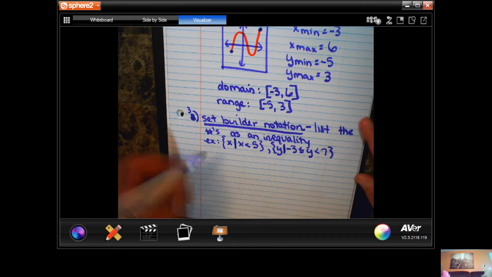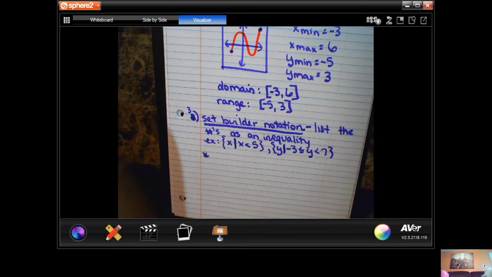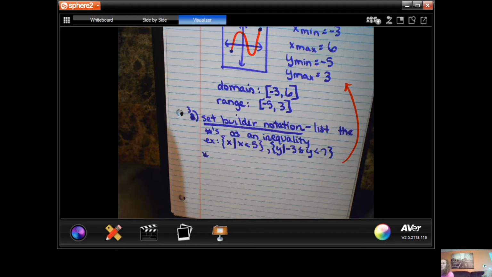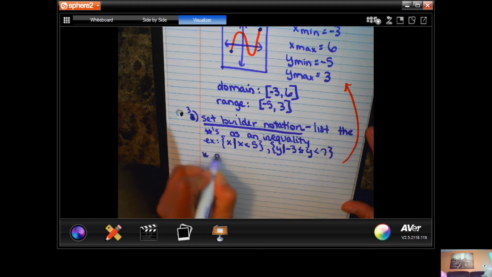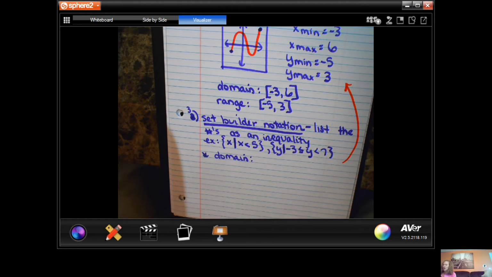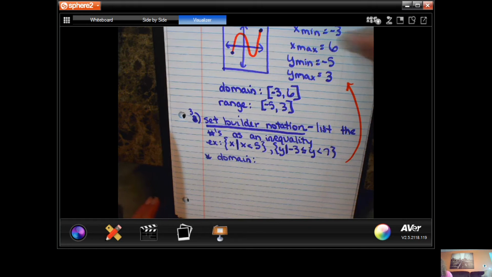So if we look at our example up top, I'm going to draw a little arrow here. This comes from these numbers. I'm going to rewrite my domain and range based on these numbers. So if you write domain, and again, we'll spend more time on this. This isn't the only time we're doing it. Our domain is our X values, and it goes from -3 to 6, and it includes both.